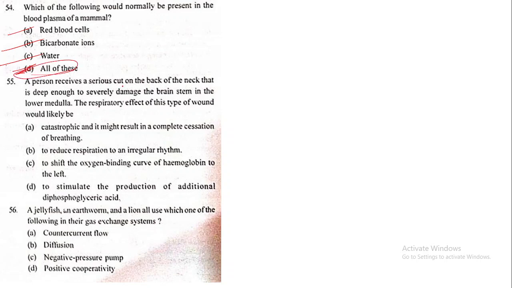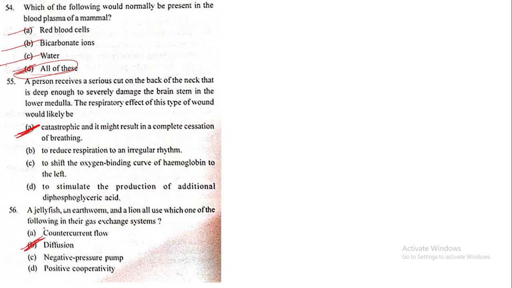A person receives a serious cut on the back of the neck, deep enough to severely damage the brain stem or the lower medulla. The respiratory effect of this wound would likely be catastrophic and might result in complete cessation of breathing. Understand one thing: the medulla oblongata is a part of the brain stem. If something affects the medulla oblongata, breathing is arrested. This can be fatal. A jellyfish, an earthworm and a lion all use which of the following in their gas exchange systems? They use simple diffusion.